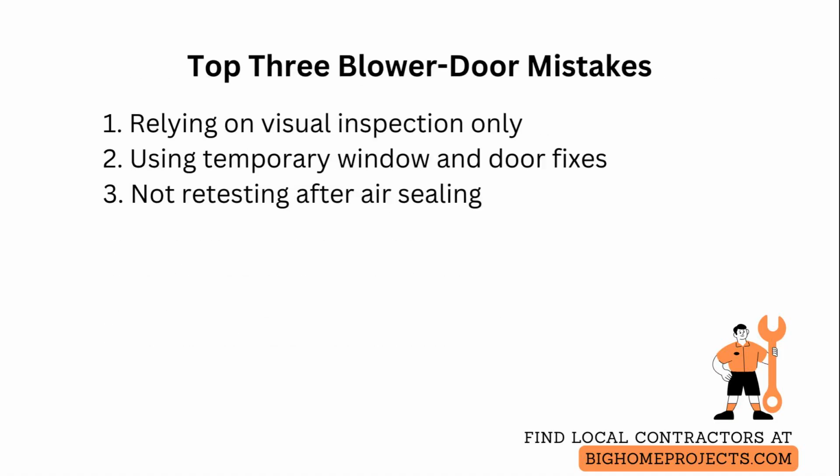Common issues include relying on visual inspection only, which misses hidden cavity leaks, so use the blower door plus smoke or infrared to reveal concealed pathways. Another mistake is treating window and door gaps with temporary fixes that compress or fail. Use durable compression weather stripping sized to the gap and install continuous gasketing at the frame to maintain long-term performance.